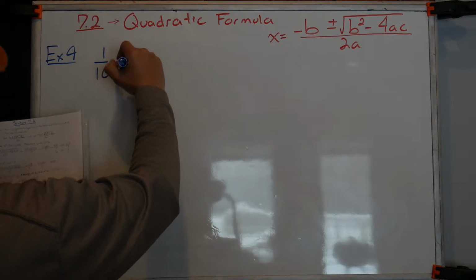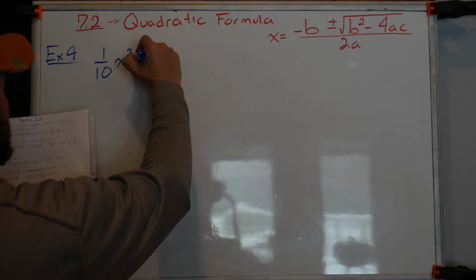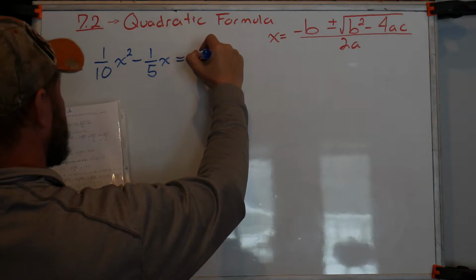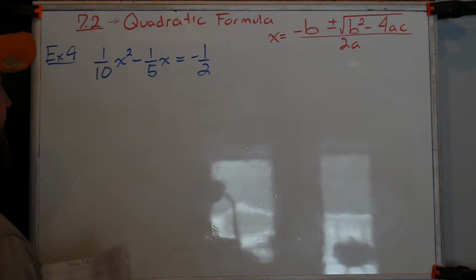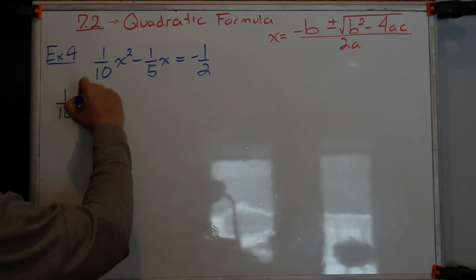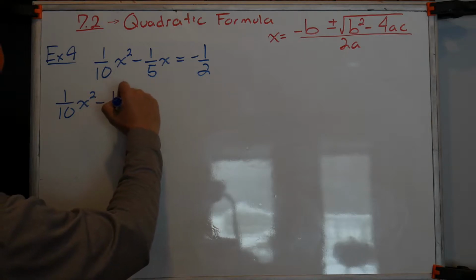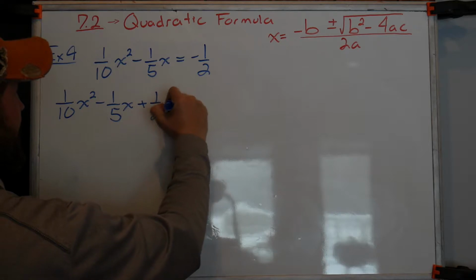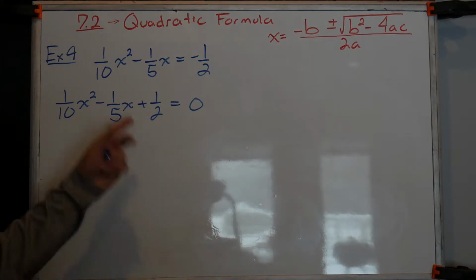Example 4 gives us 1/10 x squared minus 1/5 x equals -1/2. I'm just going to move first, then I'm going to get rid of my denominators. Remember, we want to set equal to 0. So I add 1/2 to each side.